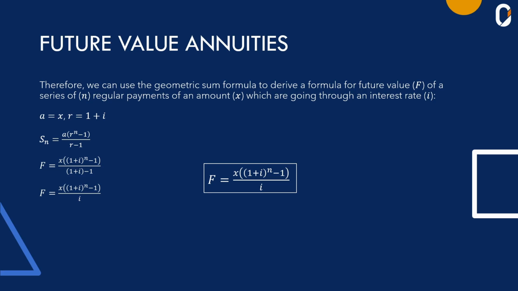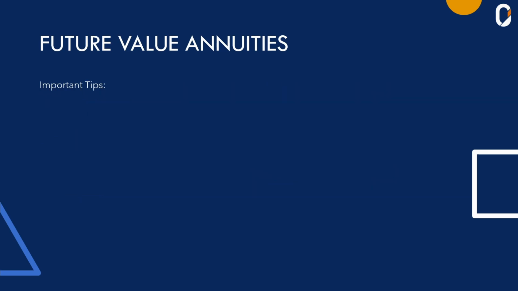Now, in that formula, we can change it around to make x the subject of the formula for when we want to calculate the regular deposits, to have this formula which states x is equal to F multiplied by i, all divided by (1 plus i) to the power n minus 1. Now let me tip you on future value annuities.